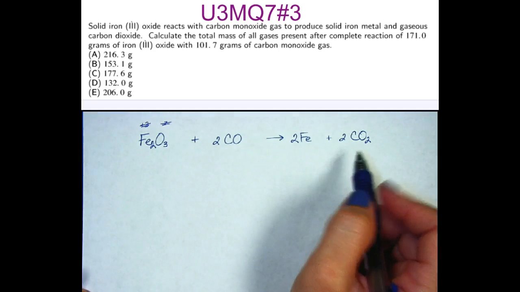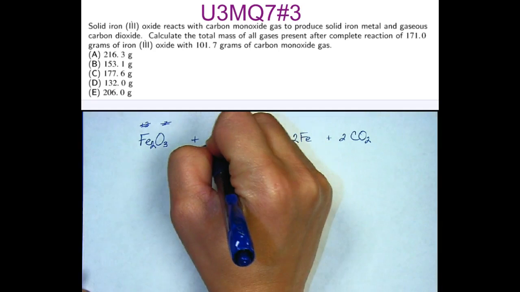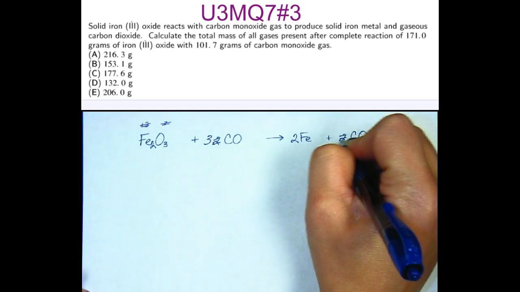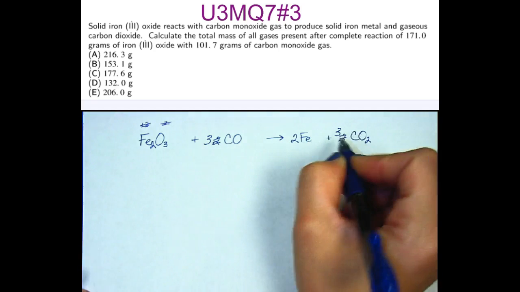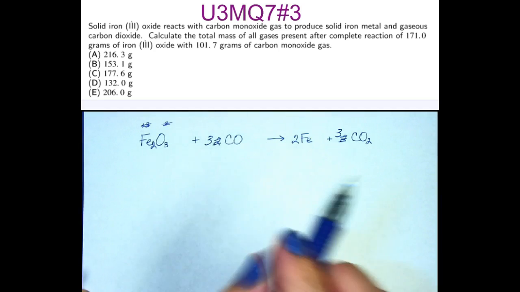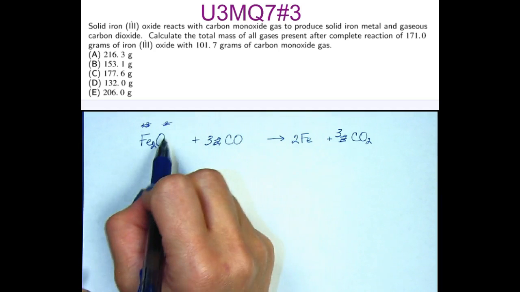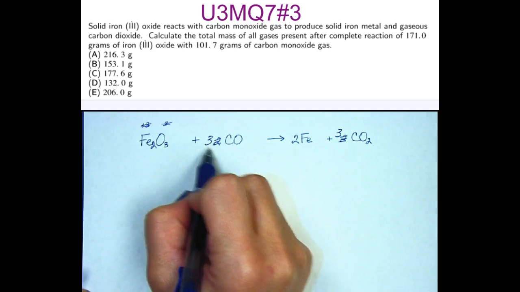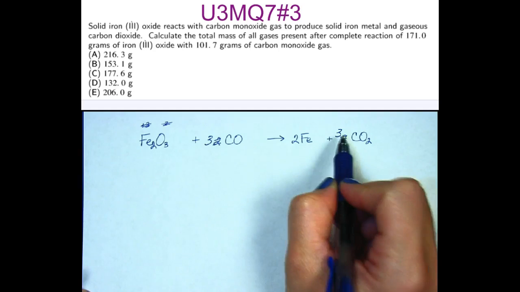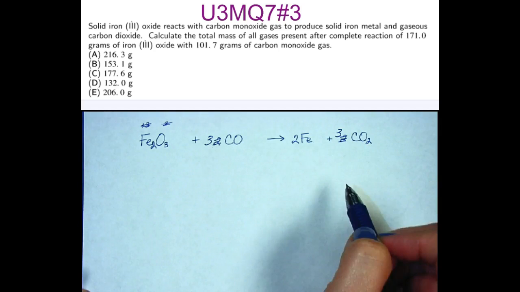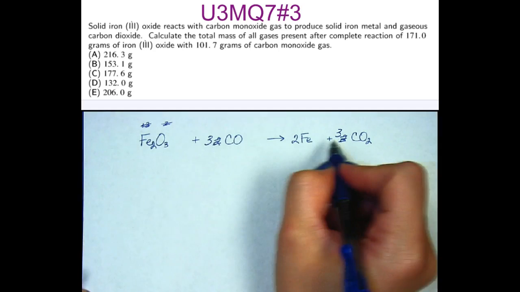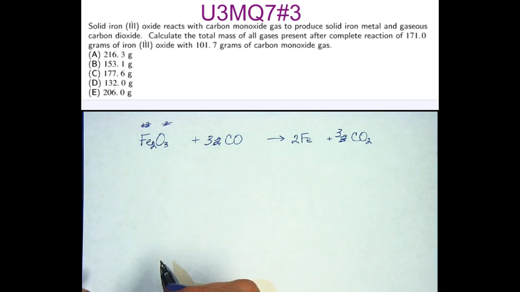A trick would be to change this coefficient to a 3, which changes this one to a 3. So I'm basically moving the carbon coefficient up to 3. And now look what that's done for our oxygens. 3 on the left plus 3 more is 6 total oxygens on the left, and now we have 3 times 2 is 6 oxygens on the right. So we have a 1, 3, 2, 3 ratio across this equation.